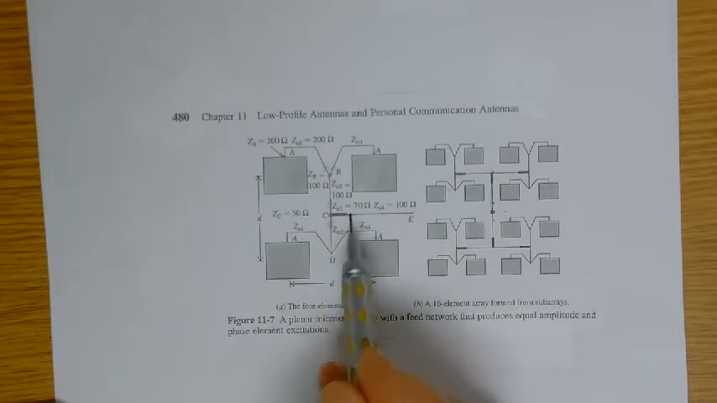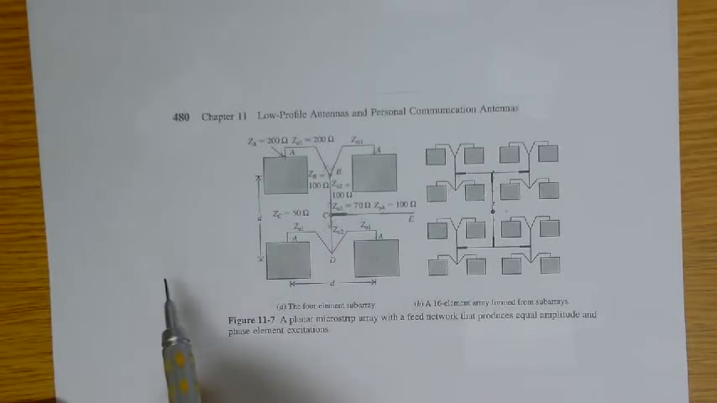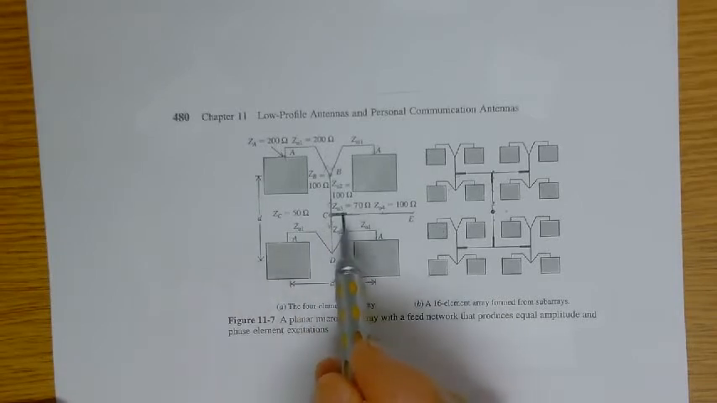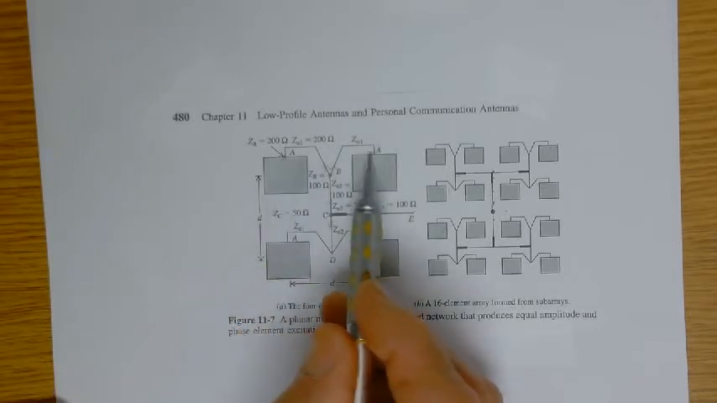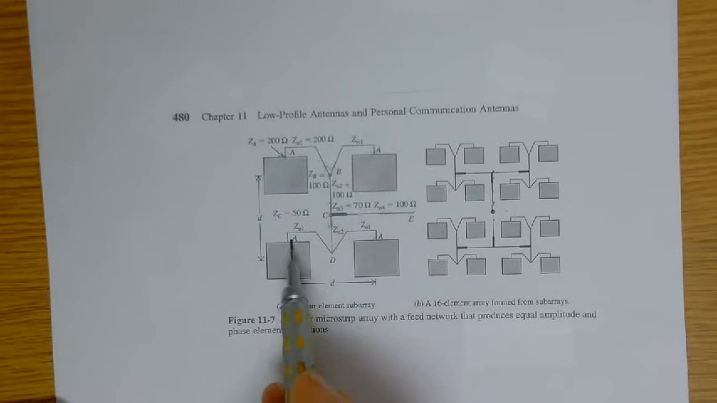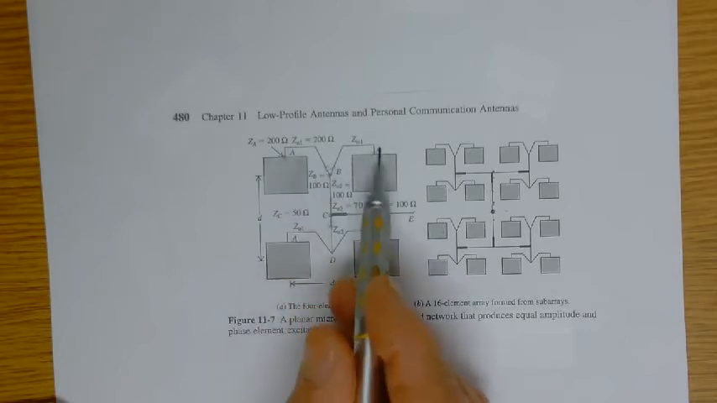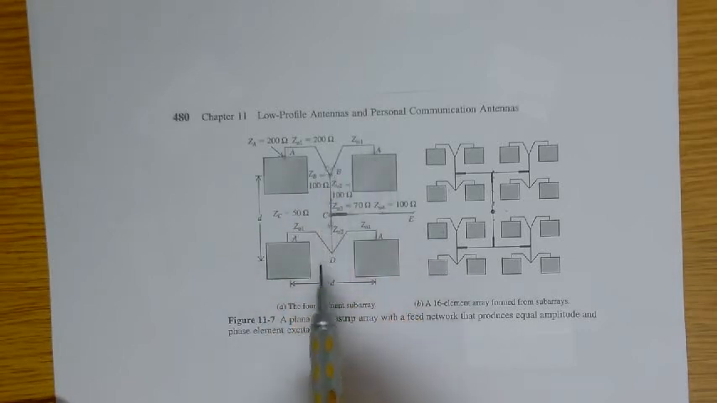Okay. So if I want 50 looking into C, then I need to see 200 looking into each of the patches. 200 in parallel with 200 is 100. 200 in parallel with 200 is 100. 100 in parallel with 100 is 50. Everything's matched up. Okay.